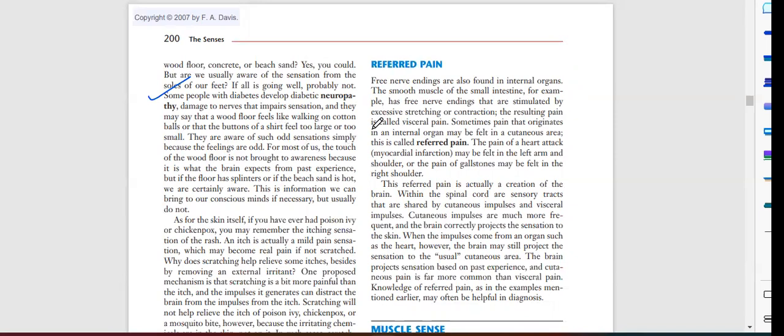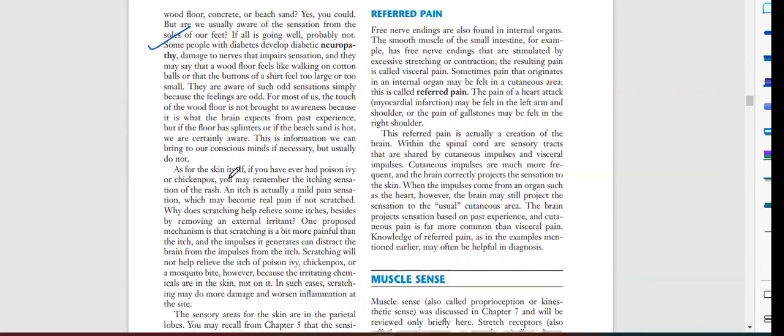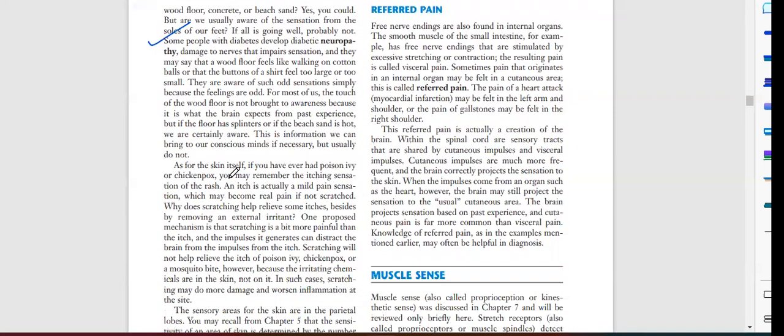For most of us, the touch of a wood floor is not brought to awareness because it is what the brain expects from past experience. But if the floor has splinters or if the beach sand is hot, we are certainly aware. This is information we can bring to our conscious mind if necessary, but usually do not.